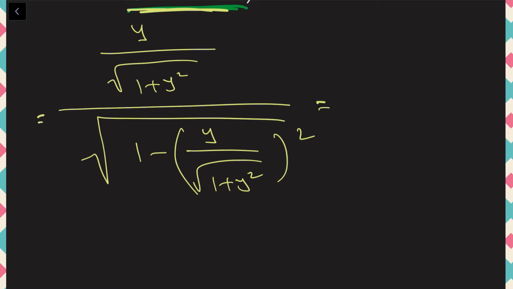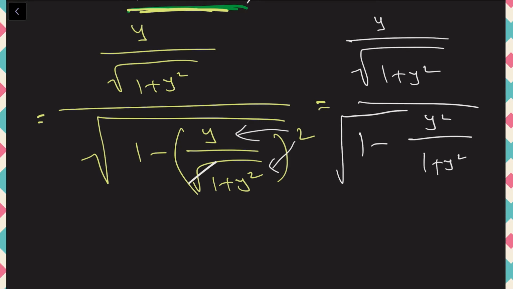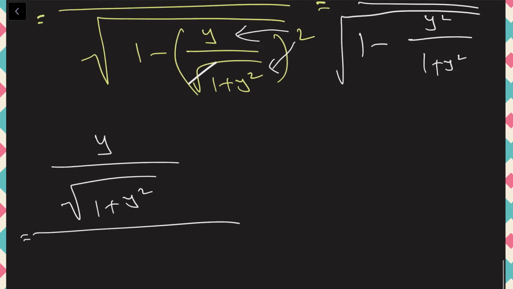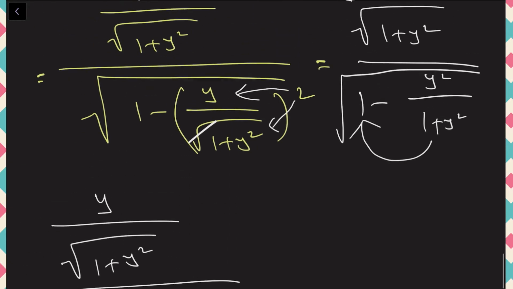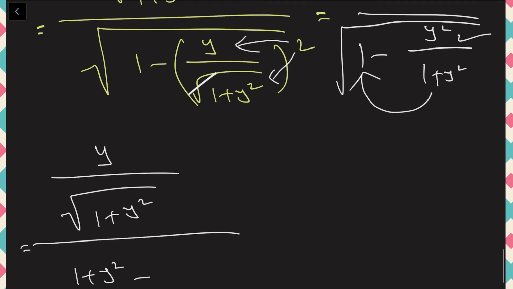Now write the numerator as it is, that is y by under root 1 plus y square, whole divided by 1 minus, this square is for numerator as well as denominator, so it will become y square by, if you apply the square for denominator, square root and square will get cancelled, so we remain with 1 plus y square under root as usual. Now numerator as it is, y by under root 1 plus y square, whole divided by, here 1 plus y square into 1 plus y square minus y square divided by 1 plus y square.